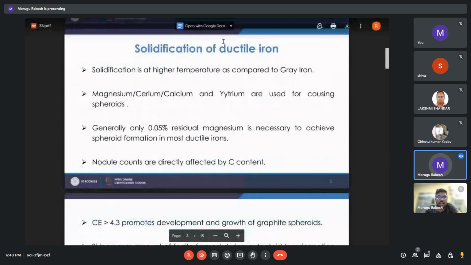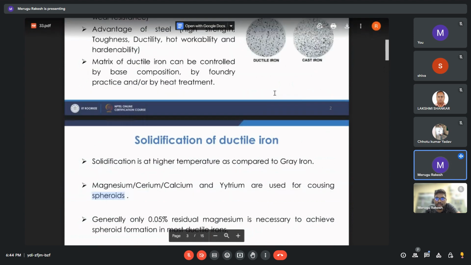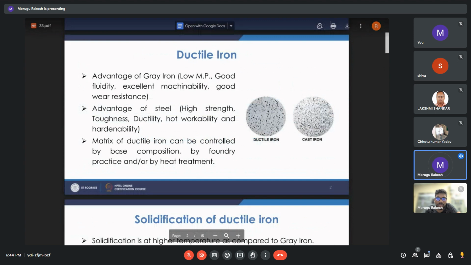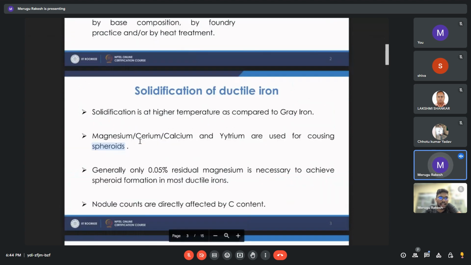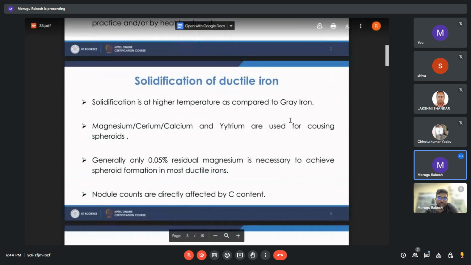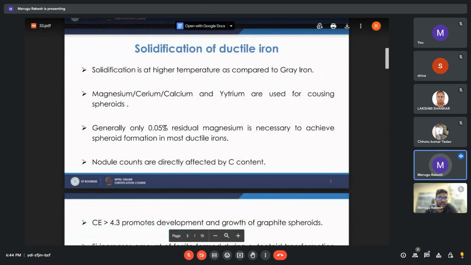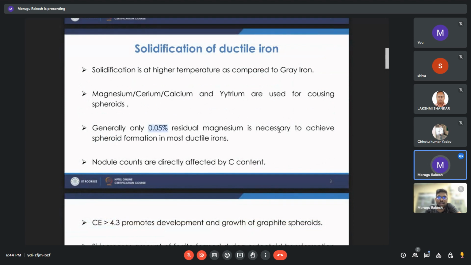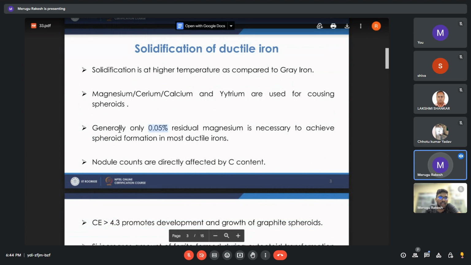Okay, now if you see ductile iron, the solidification is at a higher temperature as compared to gray iron. So we add magnesium, cerium, and calcium or yttrium for causing these spheroids. As I discussed, we are getting these spheres, right? Sphere-kind of graphite presence, by adding magnesium, cerium, calcium, and yttrium. And we also need 0.05% of residual magnesium to achieve spheroidization in most ductile irons.